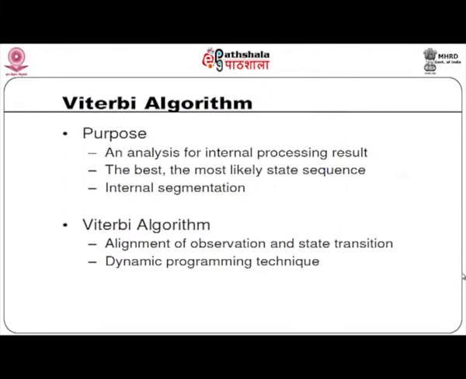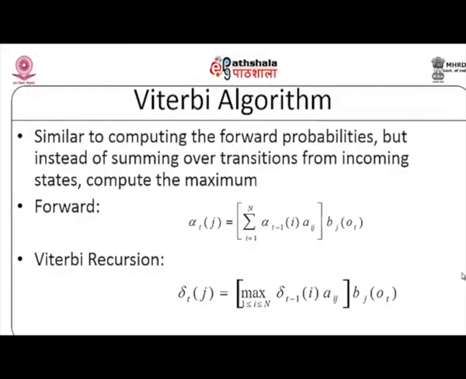So, the Viterbi algorithm is a dynamic programming technique that gives the best, most likely state sequence. This is similar to the Baum-Welch, except that here we are considering the state sequence that gives me the maximum. The Viterbi algorithm is similar to computing forward probabilities, but instead of summing up the transitions from the incoming states, as we did in the forward procedure, here we compute the maximum. You can see the difference: there we did a summation over the previous states, here we do not sum, we select the state that gave me the maximum.